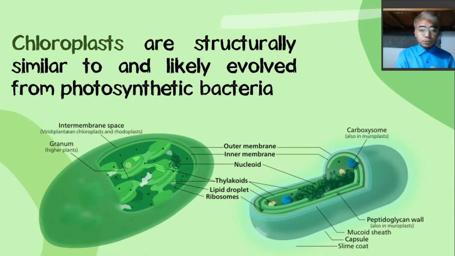If you observe here, on the right side is an example of a cyanobacteria, while on the left side is an example of a eukaryotic chloroplast. If you compare them, they have almost the same characteristics, even the presence of a nucleoid, or DNA, in this organelle and in this bacterium. So the chloroplast and mitochondrion are our basis for the endosymbiotic theory.